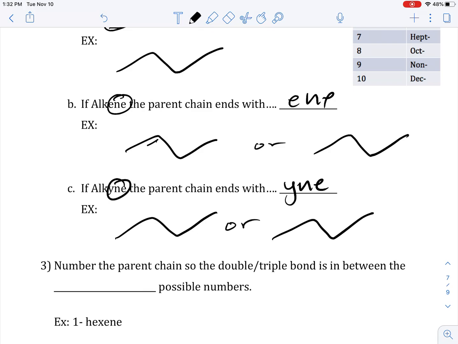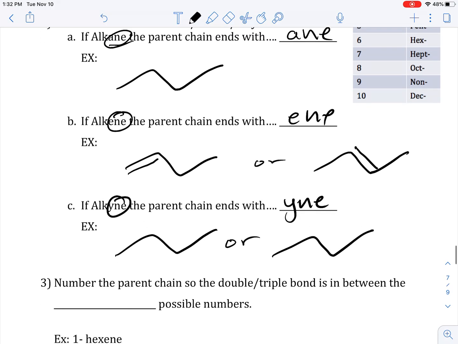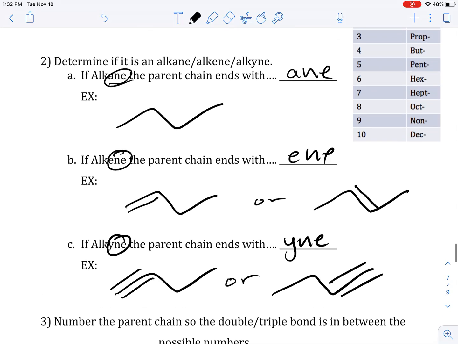And this one, I'm going to put a double bond right here. Ooh, that turned out really bad. Put a double bond right here. And this one, a double bond right here. This one, I'm going to put a triple bond right here, then a triple bond right here. And we're going to name these things.